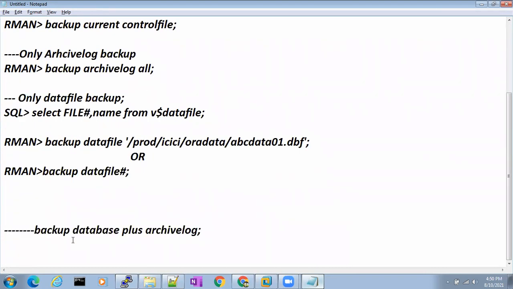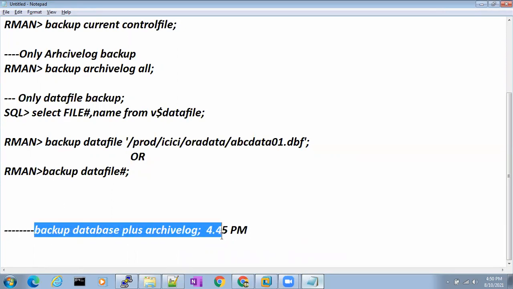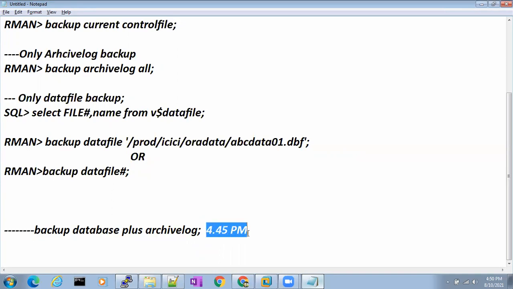I have given this command at what time? At 4:45 p.m. What is the command that I have given? Please, everyone, read it. Backup database plus archive log at 4:45 p.m. So at 4:45 p.m. I have given the command backup database plus archive log.